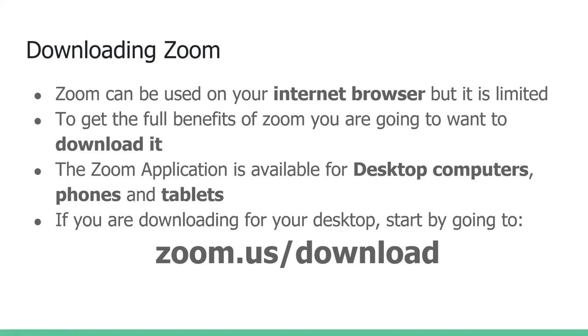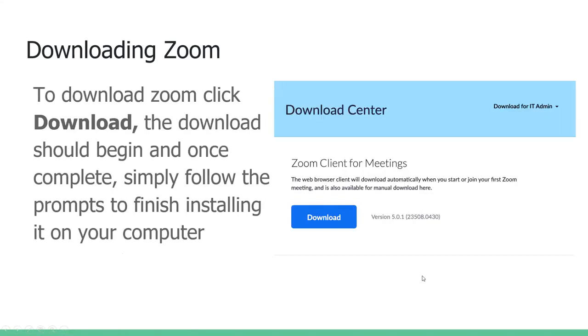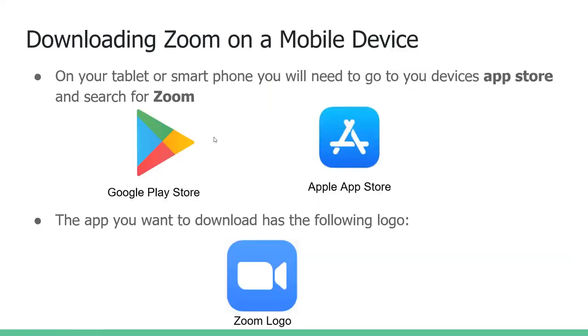So to get Zoom, you go to the, okay, there's the link at the bottom here, zoom.us/download. Once you go to that site, you'll see this download center here. So you go ahead and click the download link. That should initiate a download. If you're on a Windows computer, you'll download an exe file and just follow the prompts to get that installed. It's a pretty straightforward installation process.